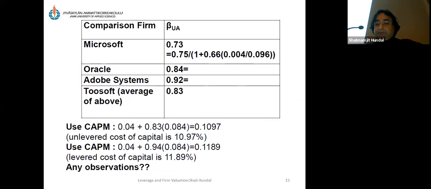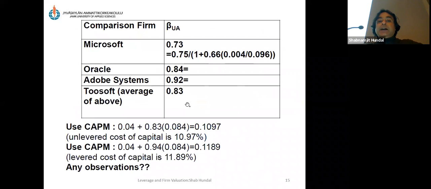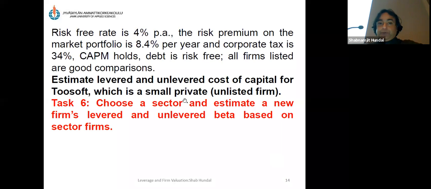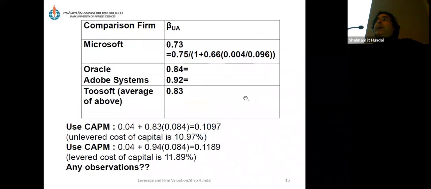Well, the levered beta is straightaway. If you want to find the levered beta average, look here. I found TooSoft's unlevered beta. But if you find the average of these betas, that would be TooSoft company's levered beta. All right, so that is also possible. If you find 0.75 plus 1 plus 1.08 divided by 3, you can get the levered beta of TooSoft. Or you can do this process and calculate Microsoft's, Oracle's, Adobe's unlevered beta and then find the average. That would be TooSoft company's unlevered beta. So basically, you can have levered and unlevered beta of TooSoft company.